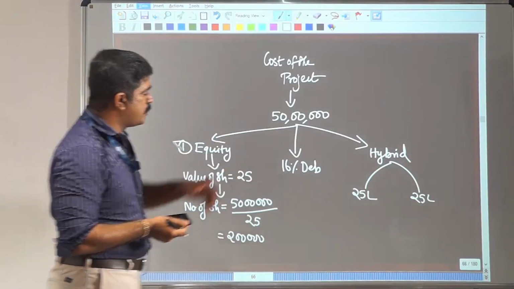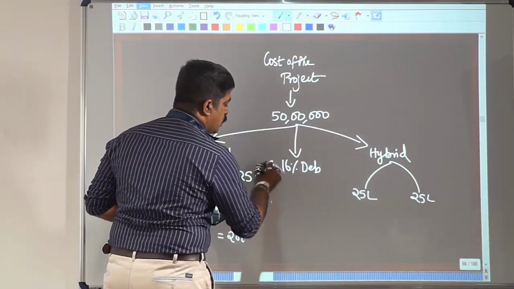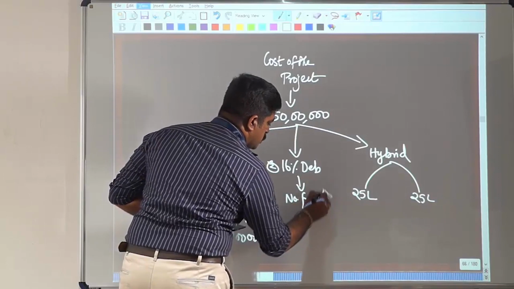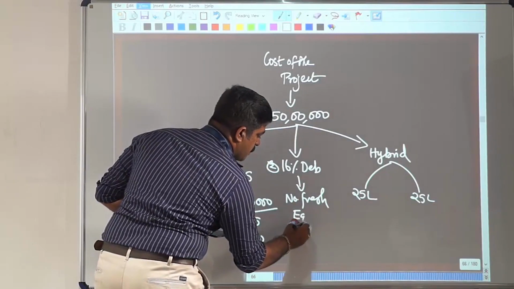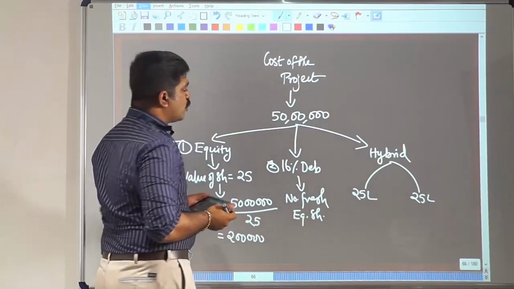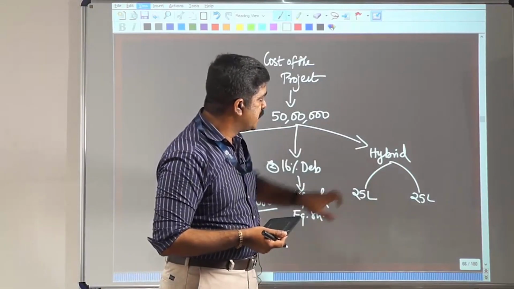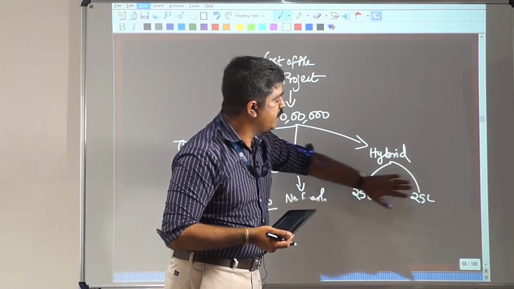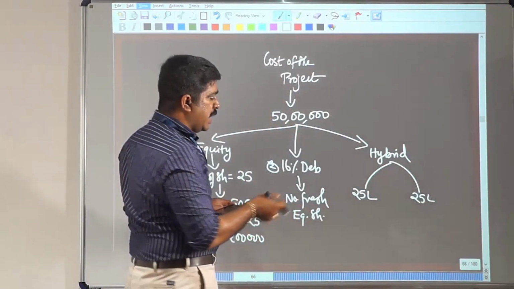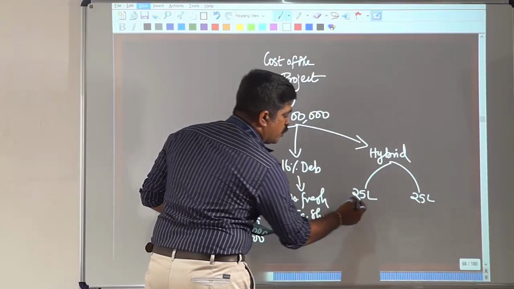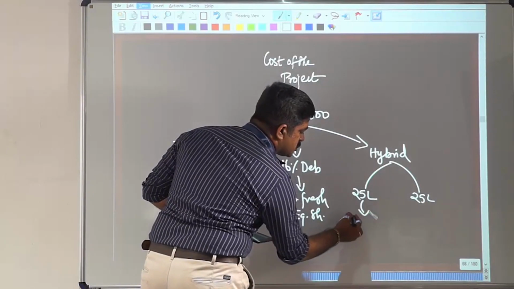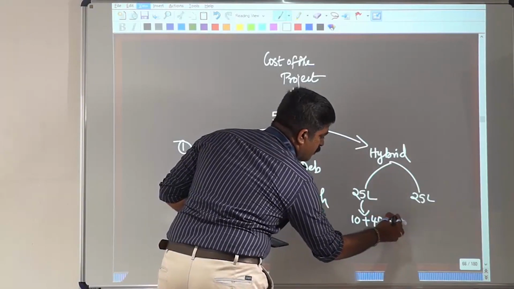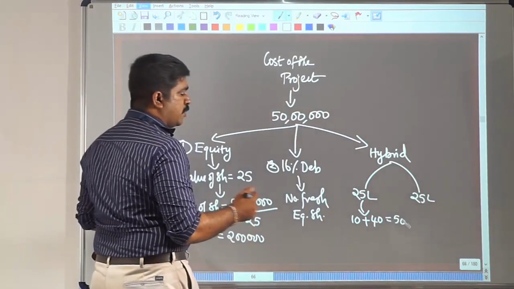And if you are going for option 2, debenture, no fresh equity shares. And if you are going for option 3, it is basically a hybrid option where 50% will come from equity, 50% will come from debenture. And when you go for equity, a 10 rupee share is sold at a premium of 40. It means you will get 50.